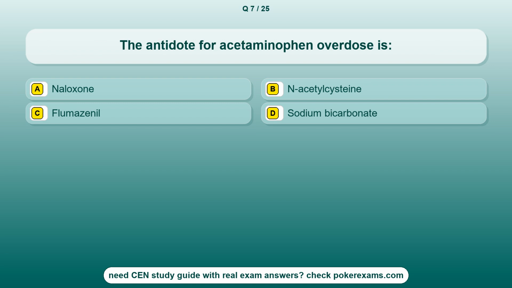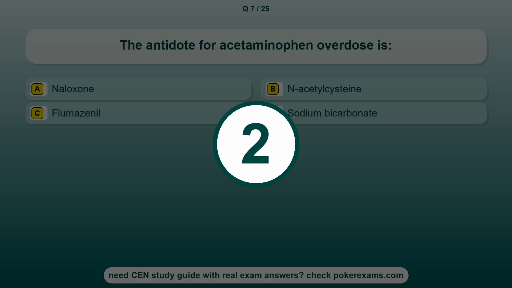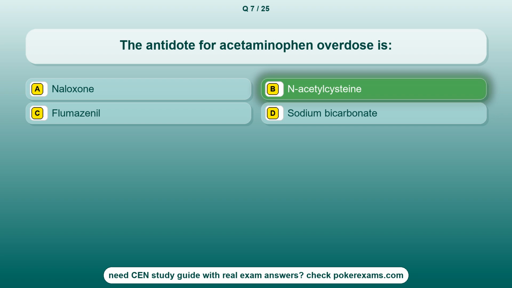Question 7. The antidote for acetaminophen overdose is: Option A, naloxone. Option B, N-acetylcysteine. Option C, flumazenil. Option D, sodium bicarbonate. The correct answer is option B, N-acetylcysteine.